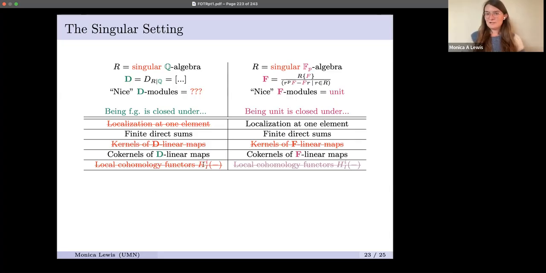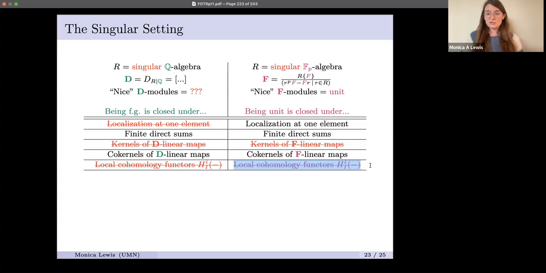Now, I'm using a weird font color in characteristic P because in characteristic 0, there are known examples where this local cohomology functor creates a non-finitely generated module. To the best of my knowledge, and I would be thrilled if someone in the chat happens to know of an example that will prove me wrong, I do not know of any published examples of a local cohomology module in characteristic P that is definitively not finitely generated over the ring of Frobenius operators, or definitively not unit. It seems too good to be true, but the infinite associated primes examples are not quite good enough.